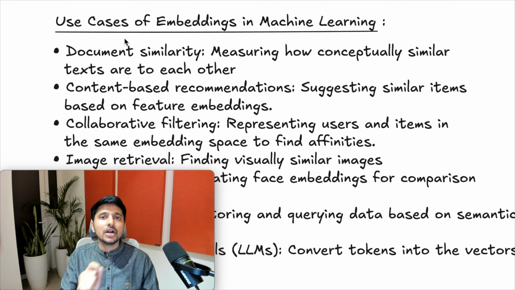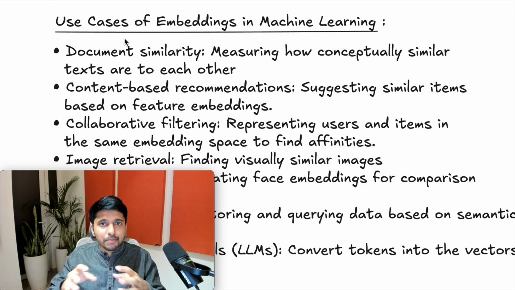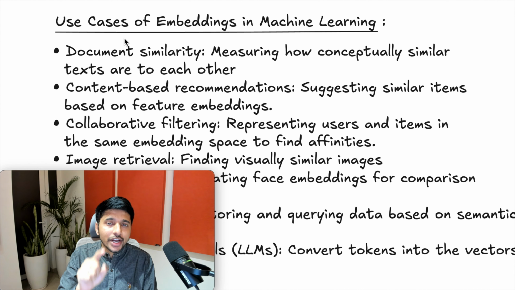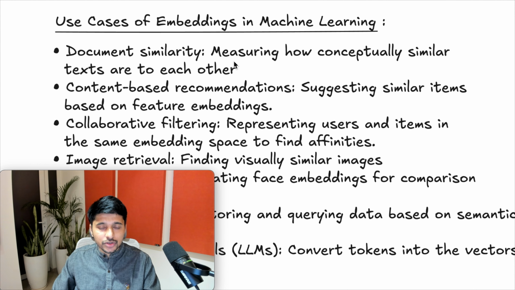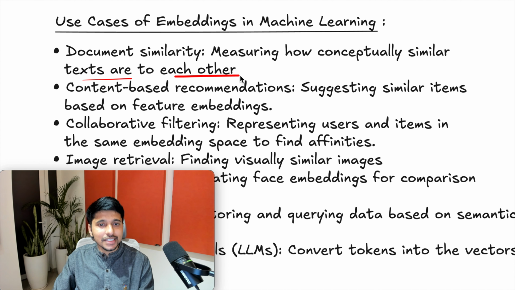And now it's time to learn about the use cases of embeddings in machine learning, and how finding the similarities between objects is going to help us in solving many use cases because of those vector representations. So now let's begin with the use cases. The first is document similarity. We can feed the text into the embedding models to find the vector representation of that data, and that will finally help us in measuring how conceptually similar texts are to each other.